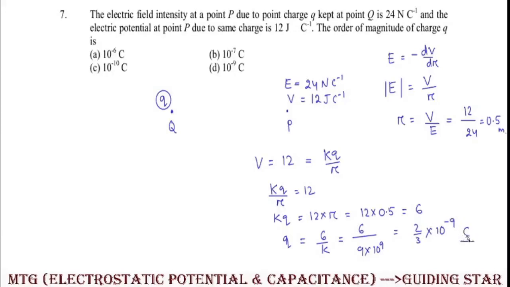So this is the magnitude of charge. Then what will be the order of this charge? Order of this charge will be 10 to the power minus 9 Coulomb. So order will be 10 to the power minus 9 Coulomb. So option D will be the correct one.